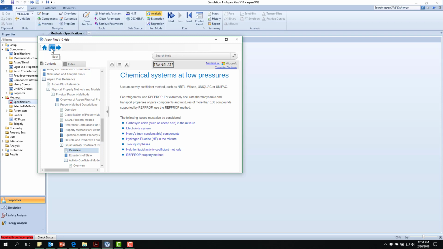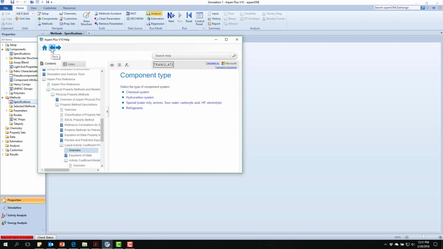Okay, let's go back and say we made a different choice. And we chose the hydrocarbon system. Here, my first question is, does the mixture contain petroleum assays or pseudocomponents? Now, if you don't know what these are, probably it means that it doesn't apply to you.